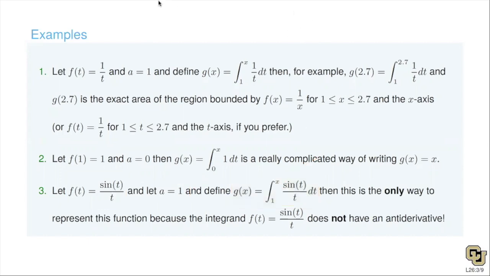And why do we want to do stuff like this? For example, functions like this one right here, or this one right here, the only way to express these functions is in this integral form, because not every function has an antiderivative.